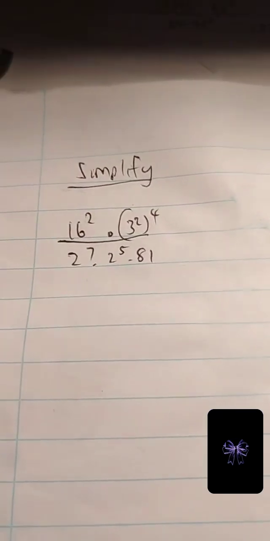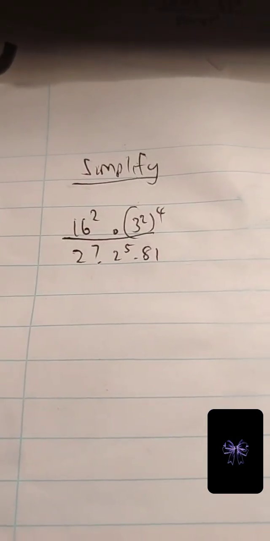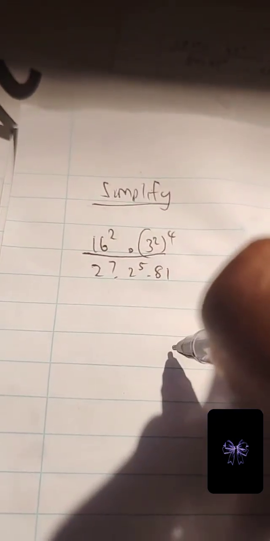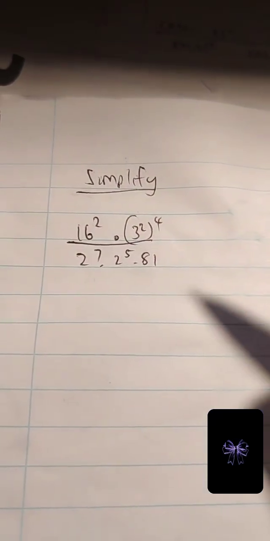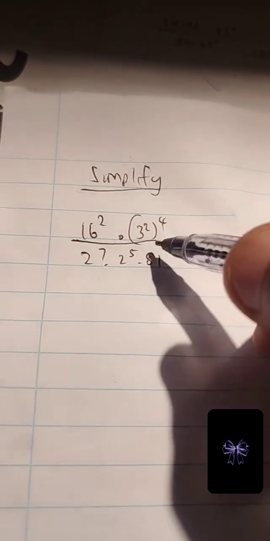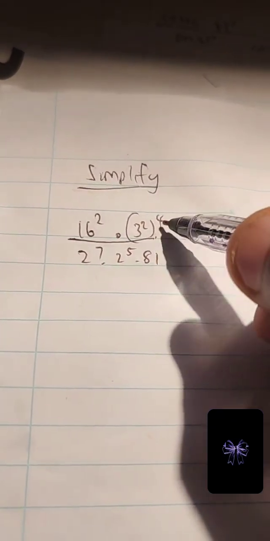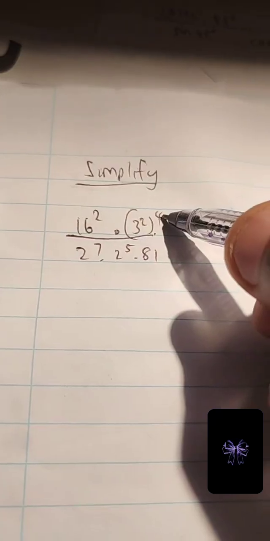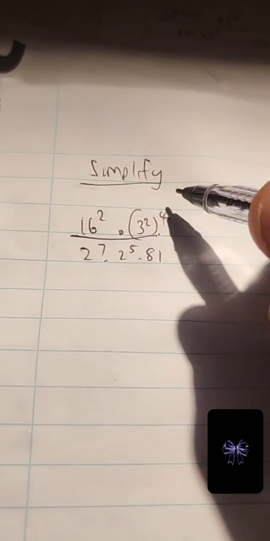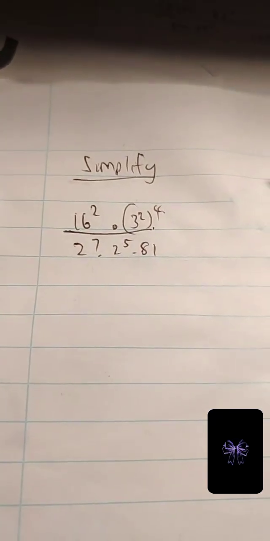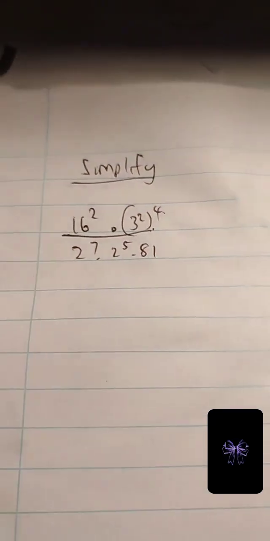We have to do brackets first. Okay, talk to me. I'm listening. So meaning we are going to say 3 to the exponent of 2, and we're going to raise that to the power of 4. And that's going to give us... Can I use my calculator? Yeah, sure, please.